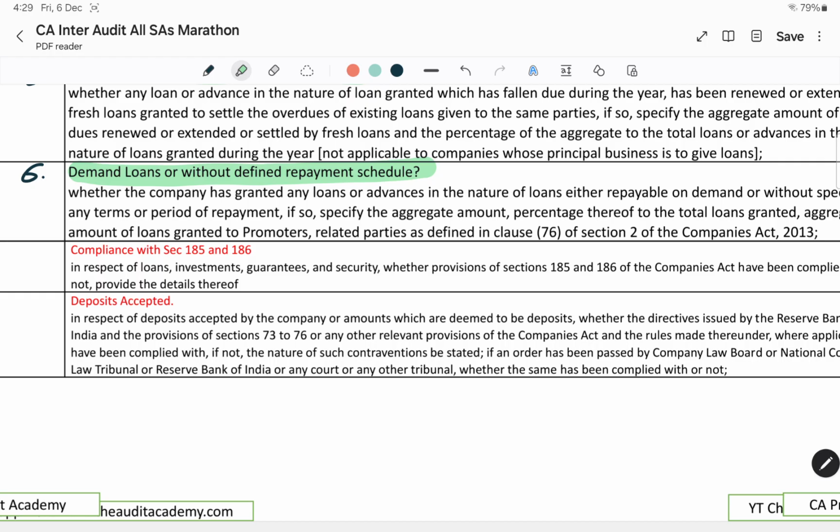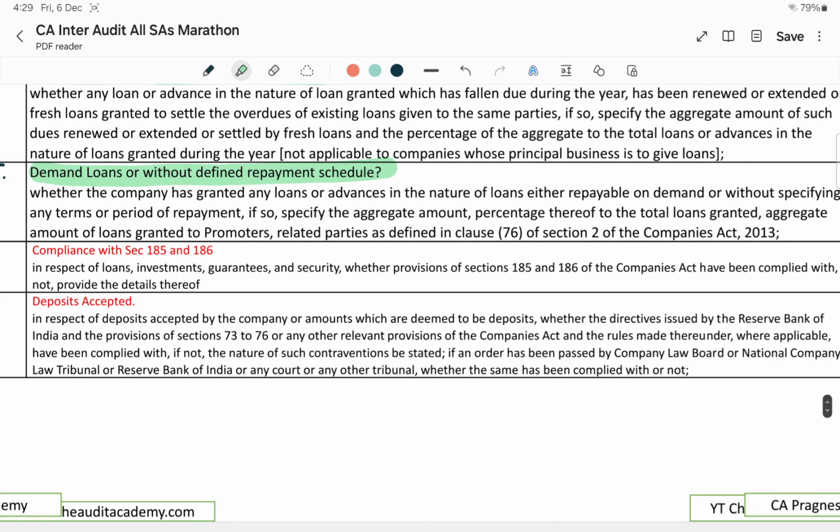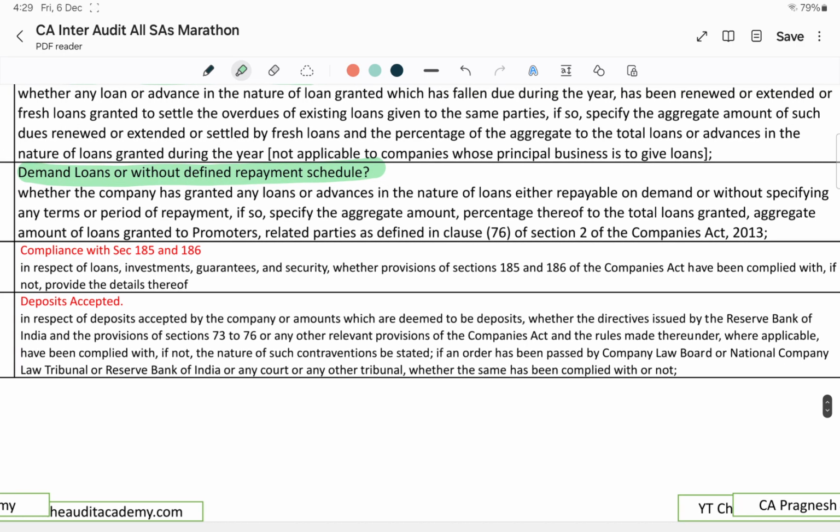Whether the company has granted any loans or advances in the nature of the loans either repayable on demand or without specifying any term or period of repayment. If so specified, the aggregate amount, percentage thereof to the total loans granted, aggregate amount of the loans granted to the promoter related party as defined in section 2 clause 76 of the Companies Act 2013.